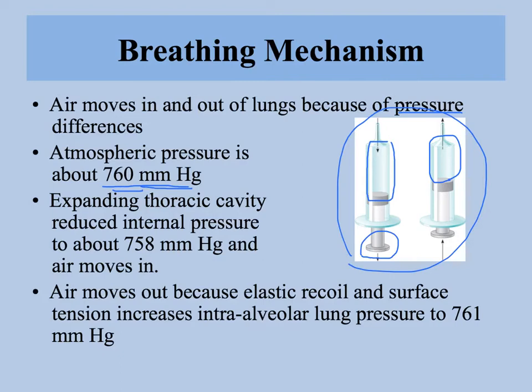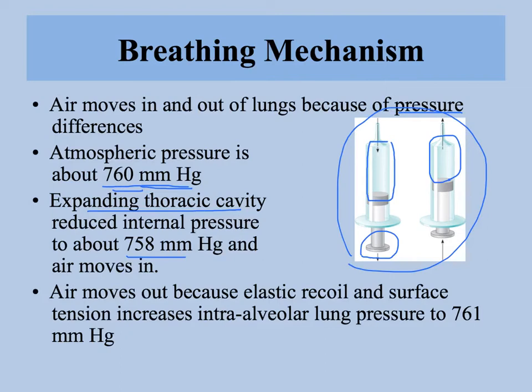And so by pulling down the diaphragm, by contracting the diaphragm, which pulls it down, you expand the thoracic cavity, and it reduces the internal pressure by spreading out those molecules over a bigger space. You take it down about 2 millimeters of mercury. And that's enough to move air in. Air will just flow in because it's a lower pressure area.